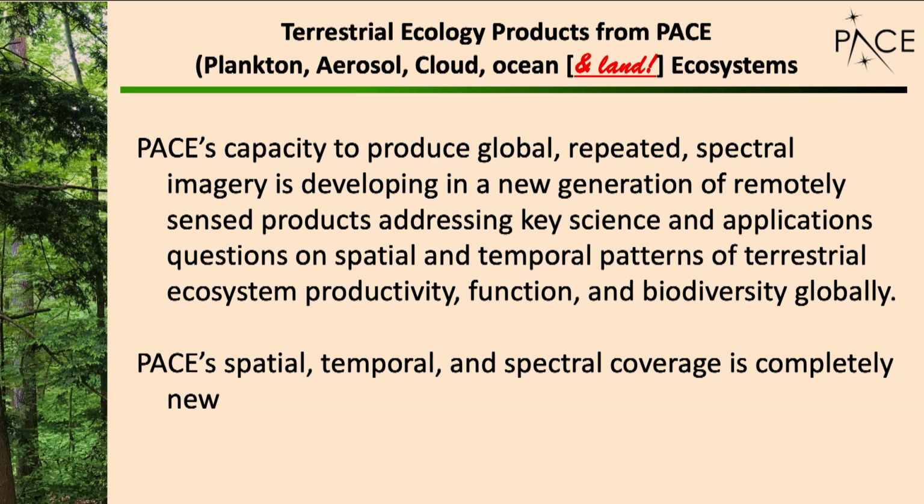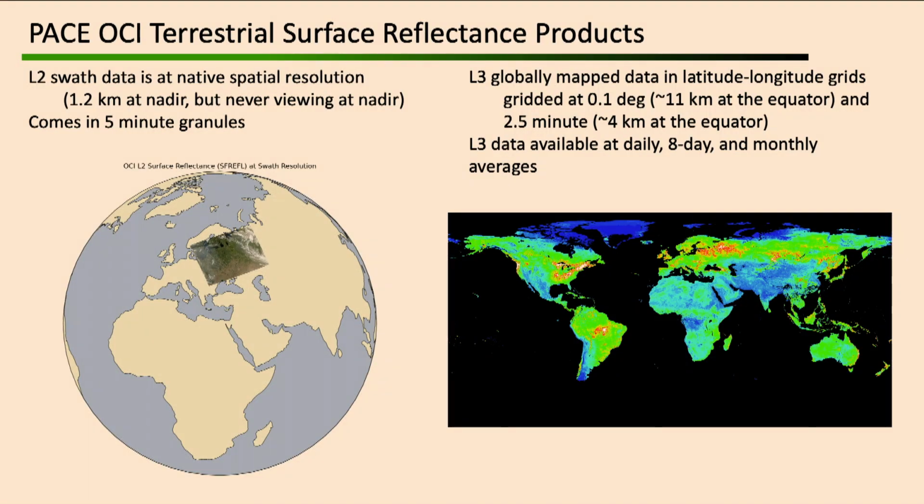So what I want to do is start by talking a little bit about what the land products are for those of you that aren't familiar with them. So the terrestrial surface reflectance data comes at two levels, level 2 and level 3. The level 2 data are swath data, and they are at the native spatial resolution of the instrument, which is 1.2 kilometers at nadir. But remember, PACE never looks at nadir. I always find it kind of an interesting thing that they tell you this, but what good is it? PACE always has a 20-degree tilt, and it has a fairly wide swath of like plus or minus 54 degrees. So there are angular effects that you need to take into account if you're working with this kind of data.